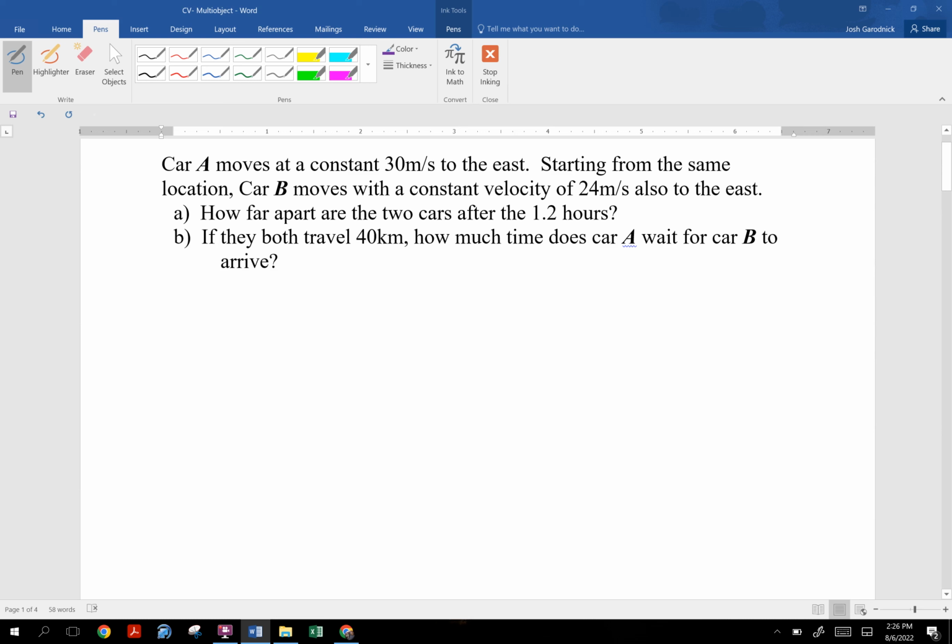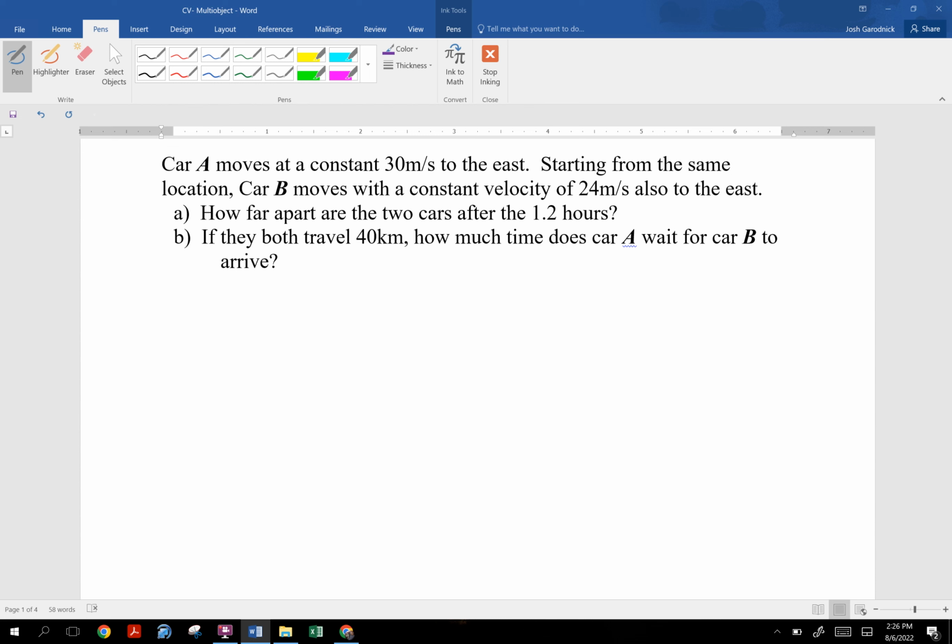What's up, peoples? This video is to help with problem solving strategies when it comes to two object problems where the objects are moving with constant velocity. So take a second to read this problem and you'll notice that you have two cars traveling at constant velocities, both to the east. You know, one could be going west, one could be going east. They could both be going west, doesn't matter. And there are two questions that follow.